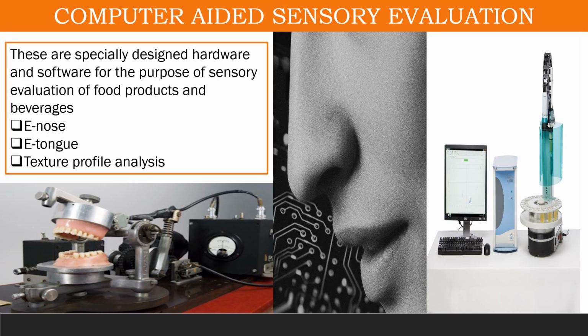Now, what is computer-aided sensory evolution? These are specially designed hardware and software for the purpose of sensory evolution of food products and beverages. Nowadays, we have e-tongue, e-nose, and texture profile analyzers.